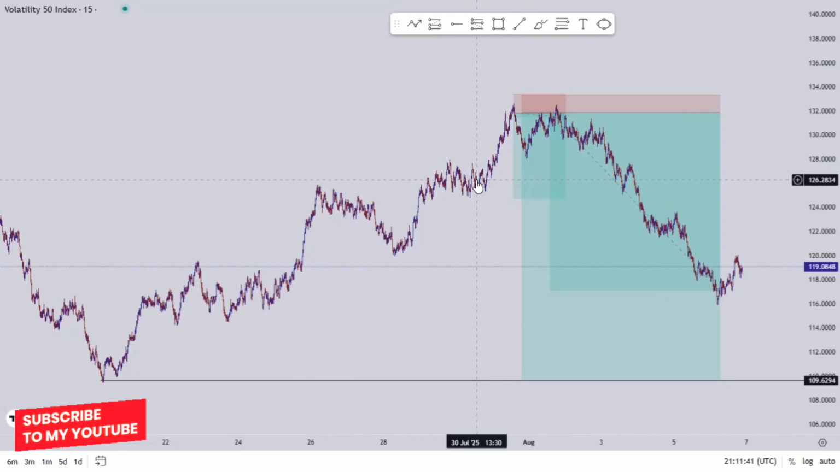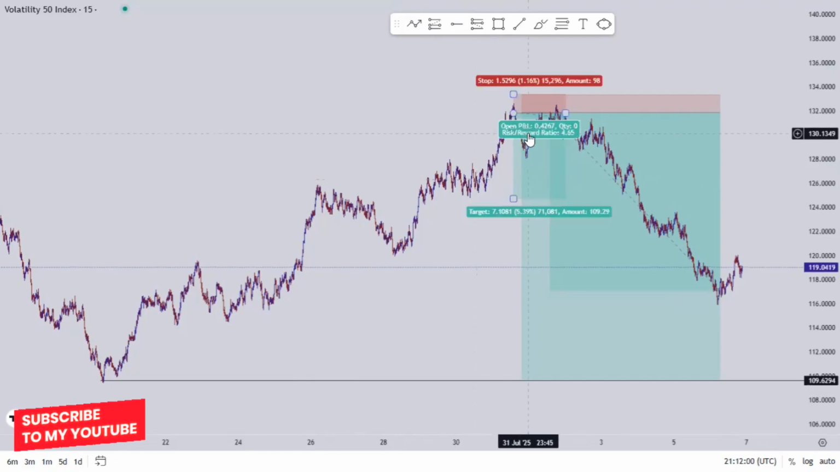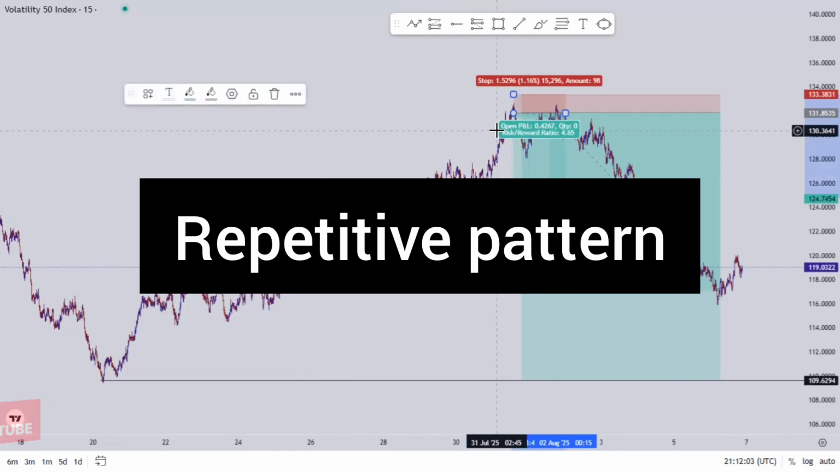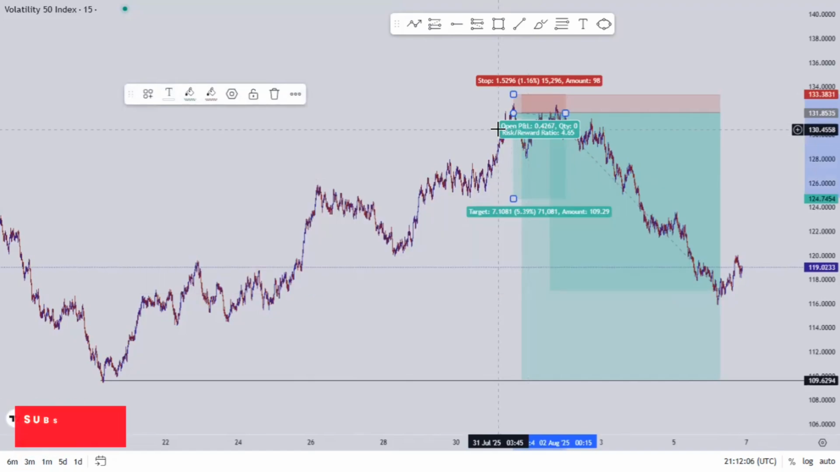Always start your analysis. I can't stop emphasizing this. Always start your analysis from the daily time frame or your own preferred overall higher time frame. Then try to get another lower time frame speaking that same language with that overall time frame. Please note, whichever strategy you're trading, if it doesn't have a repetitive pattern, then you don't have a system yet. You must have a repetitive pattern that you execute day in, day out, uninterruptedly.